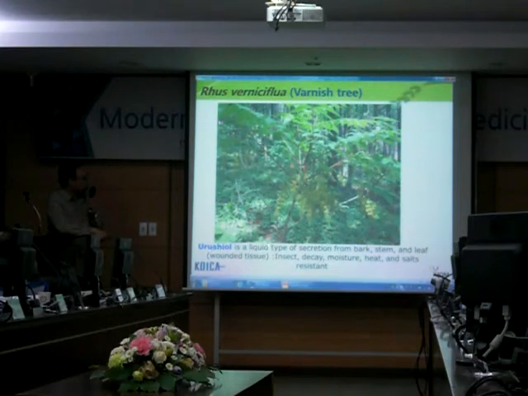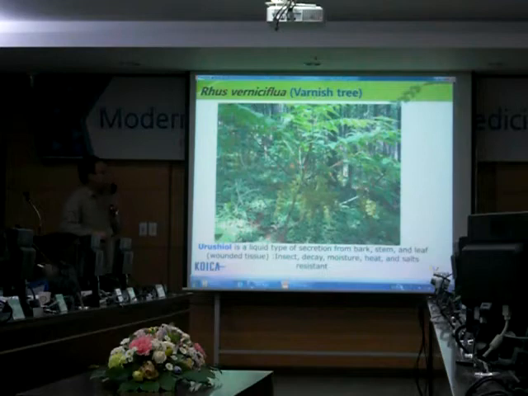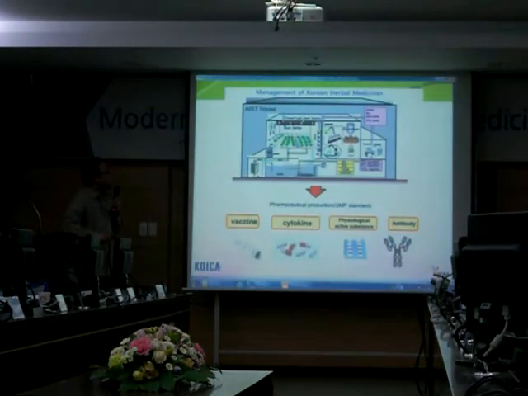Urushiol is a liquid secretion from the bark or stem and sometimes the leaf. And it is used against insects and decay, and is resistant to moisture, heat, and salt. Long ago, our ancestors used the extraction from this plant. And now I'm talking about some factory.